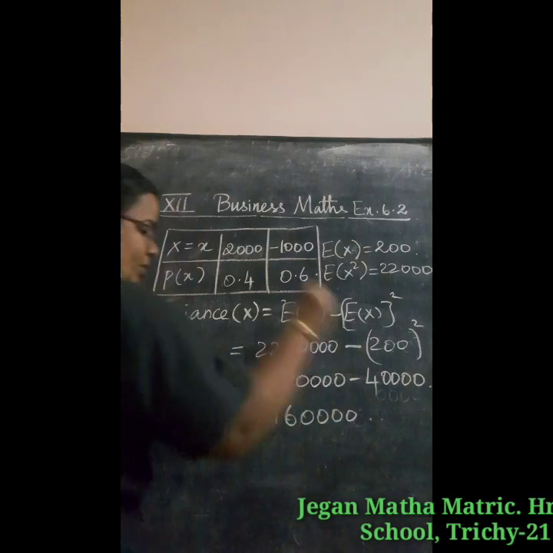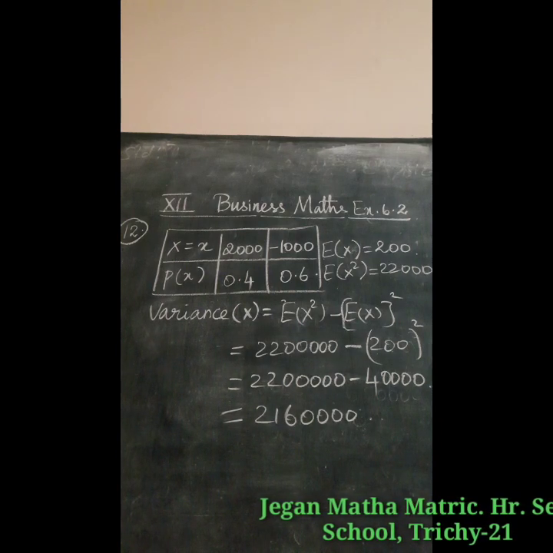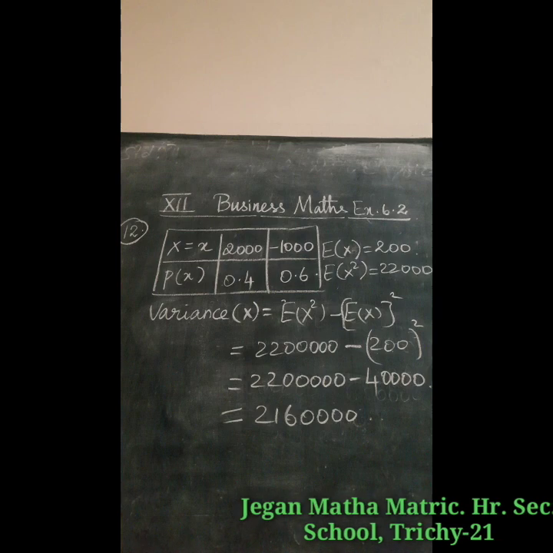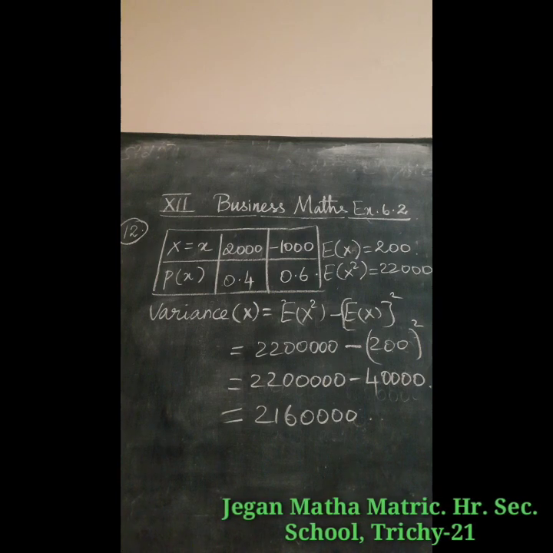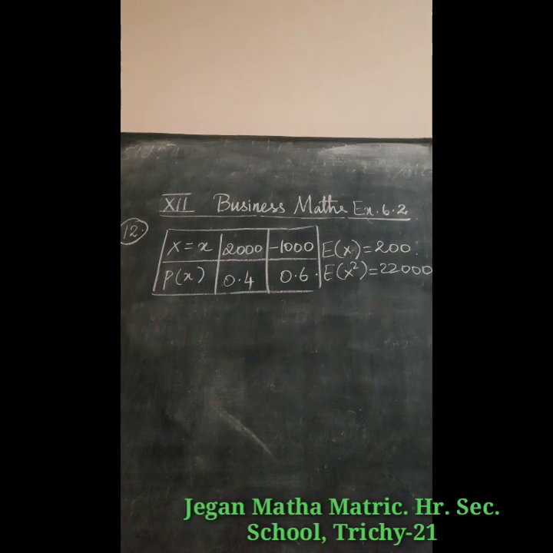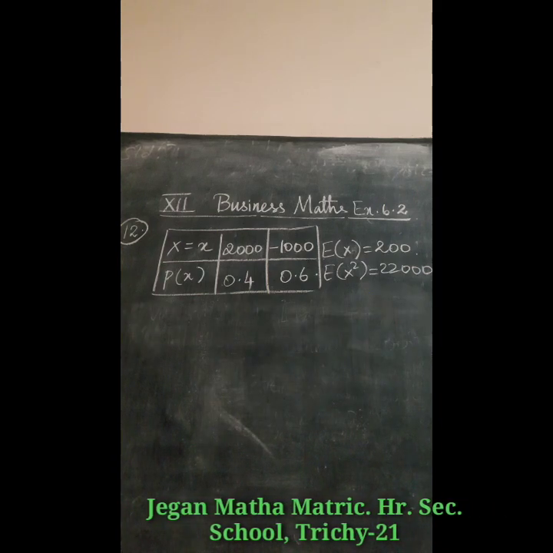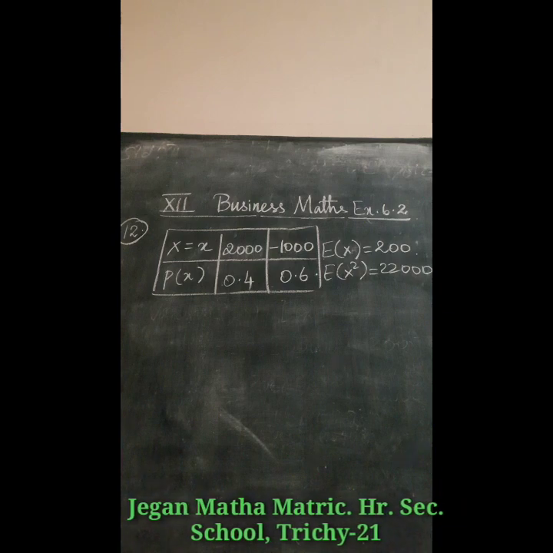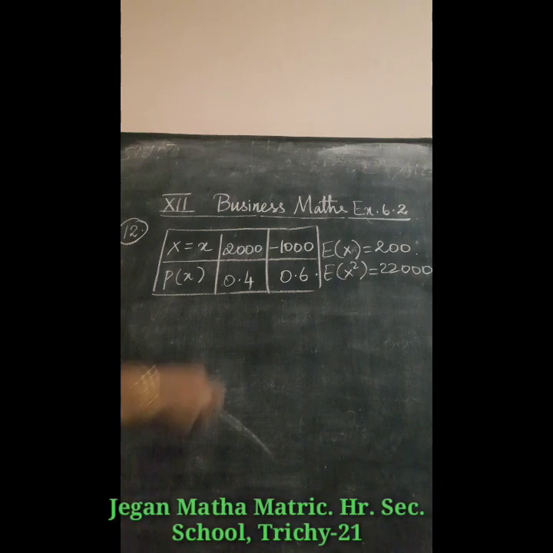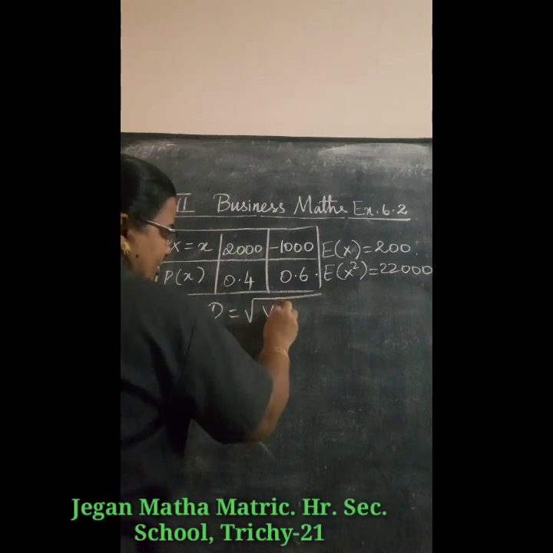21640. This is the answer for the variance. What is the standard deviation? Standard deviation is equal to root of variance. So you have to find out root of variance. Let us see. So we found out the first question, expected value, another one is variance, which we found out, and another question is standard deviation. Let us see, the standard deviation is equal to root of variance.